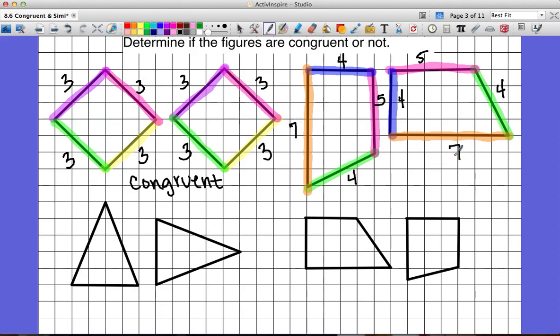Because each of the corresponding sides is the same length, these two shapes are congruent. Because this line and this line are 7, this line and this line are 4, 5 and 5, 4 and 4, these shapes are congruent.